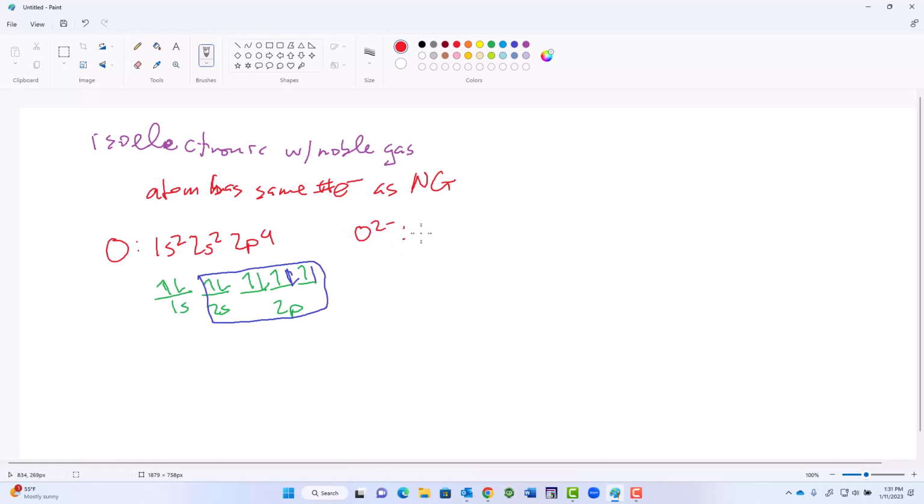If we're gaining electrons, we're going to form an anion. That would give us the configuration of 1s2, 2s2, 2p6. If we look at the orbital diagram, we would have 1s2, 2s2, and 2p with 1, 2, 3, 4, 5, 6. So we're now isoelectronic with a noble gas. The valence shell has 8 electrons, so we would say that this is the most stable ion of oxygen.